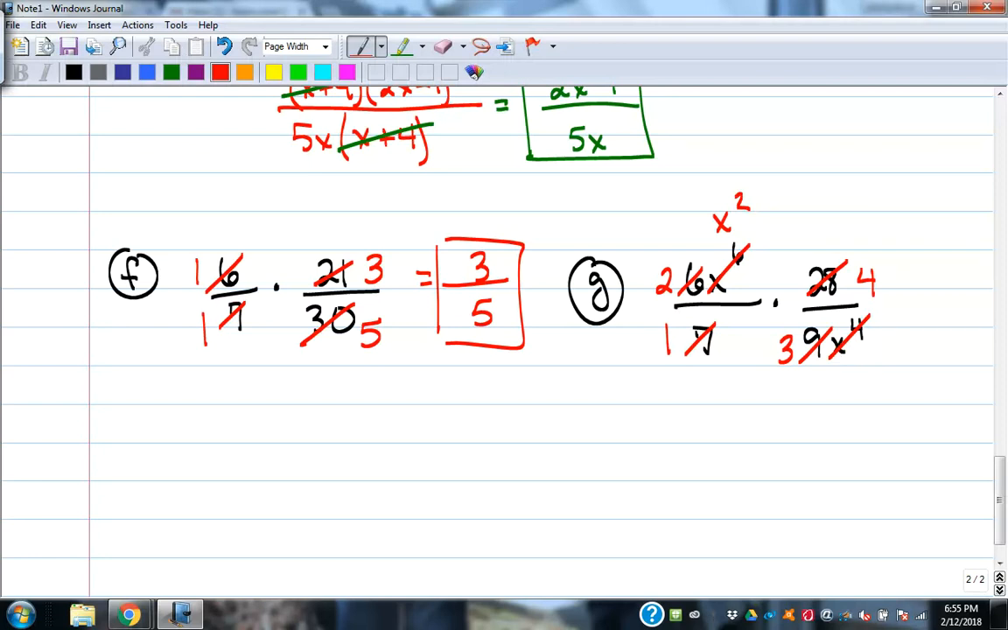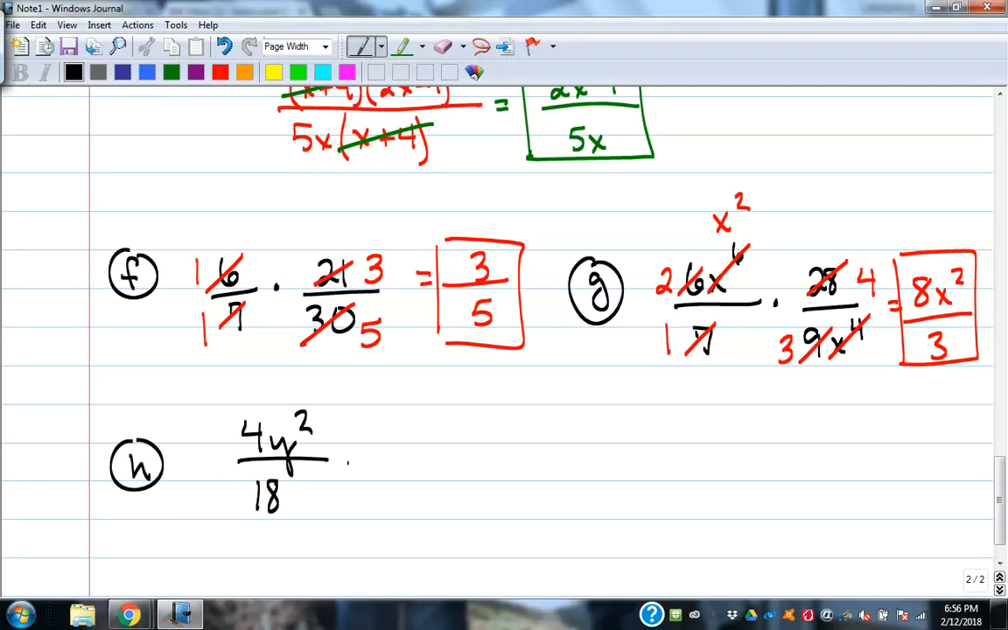Then we just multiply straight across the top. 2 times 4 is 8. X squared. 1 times 3, 3. Let's do 4y squared over 18 times 27 over 8y to the 5th.